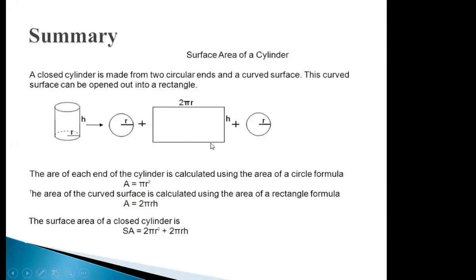And the area of the rectangle becomes length multiplied by breadth. The length is 2 pi r and the height is h. So the final formula becomes 2 pi r square plus 2 pi r h. Yes, 2 minutes are left.